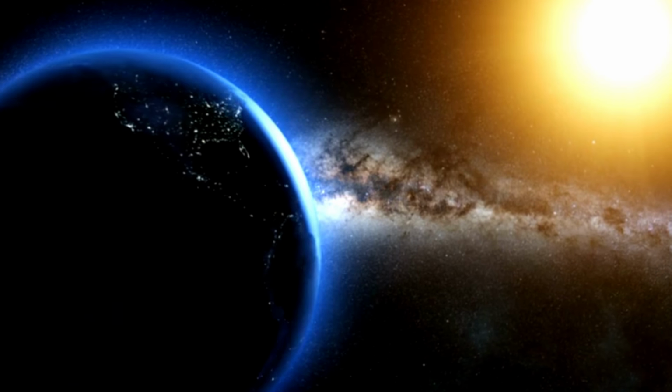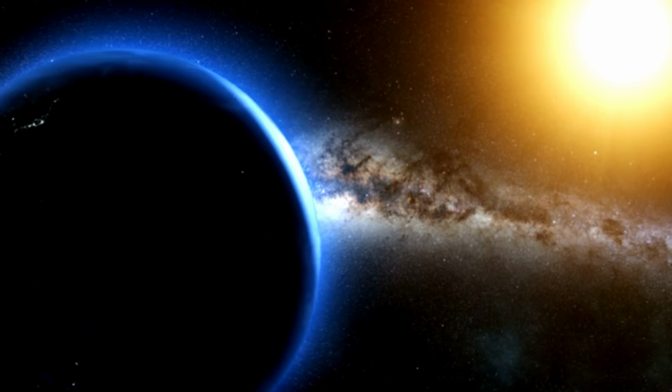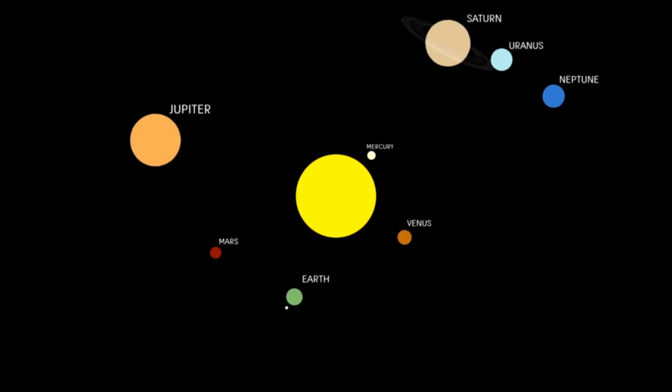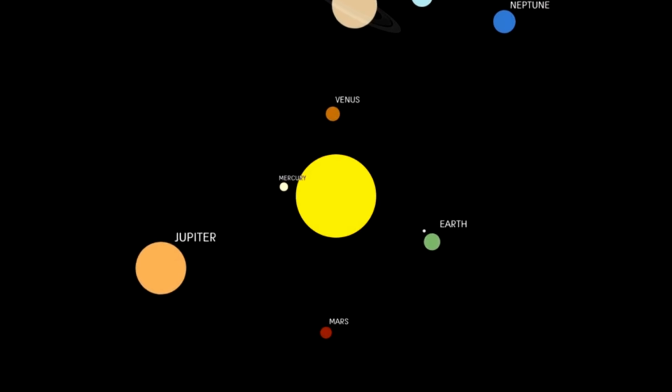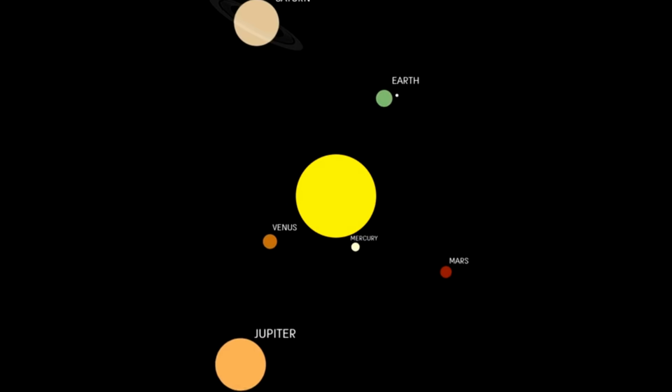Galactic center and solar orbit. The Sun is located about 27,000 light-years from the center of the galaxy. The galactic center is thought to harbor a supermassive black hole, Sagittarius A. Our Sun, like all stars in the Milky Way, orbits the galactic center, but it does so in a slightly elliptical orbit rather than a perfect circle.